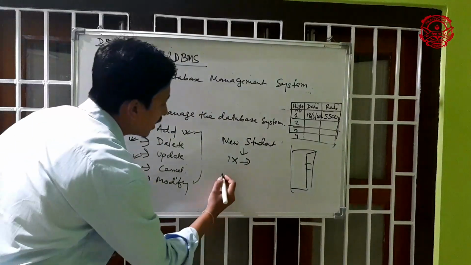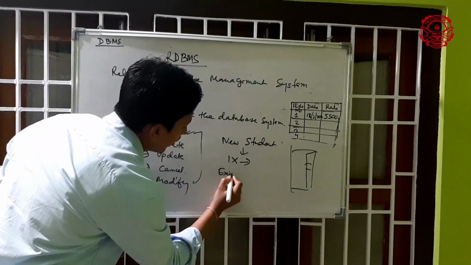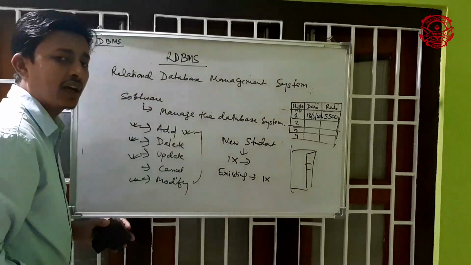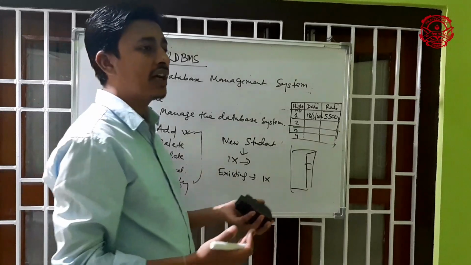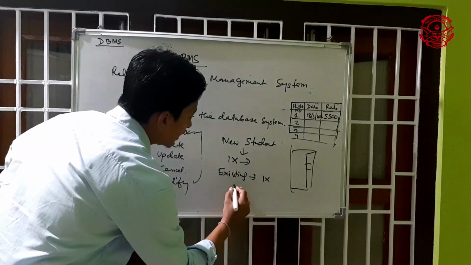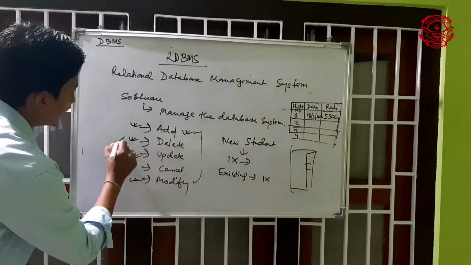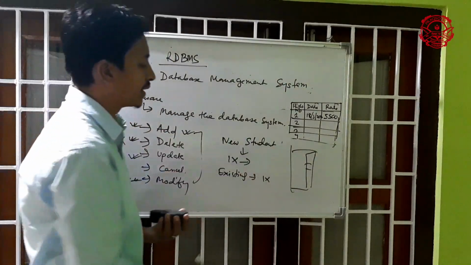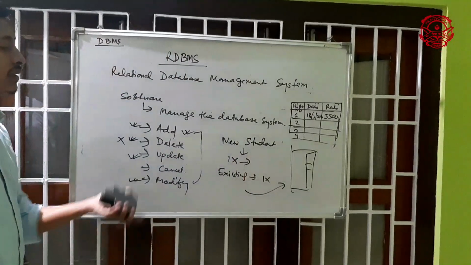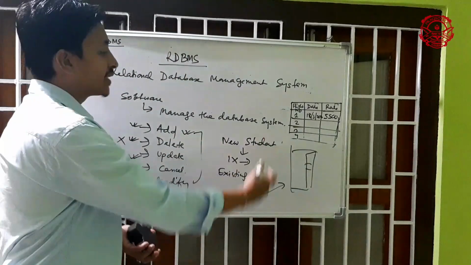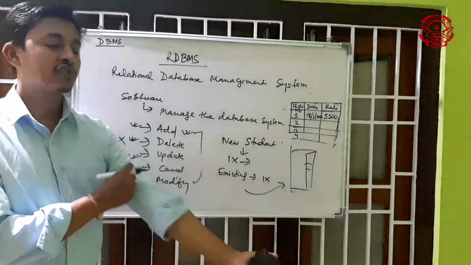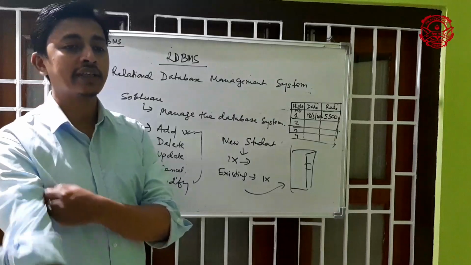For example, one existing student in class 9 is now transferred to another city. So that's why his information is deleted from the server. So in this way, the operation will happen in the server with the help of this RDBMS software. So RDBMS software is very useful in every company.